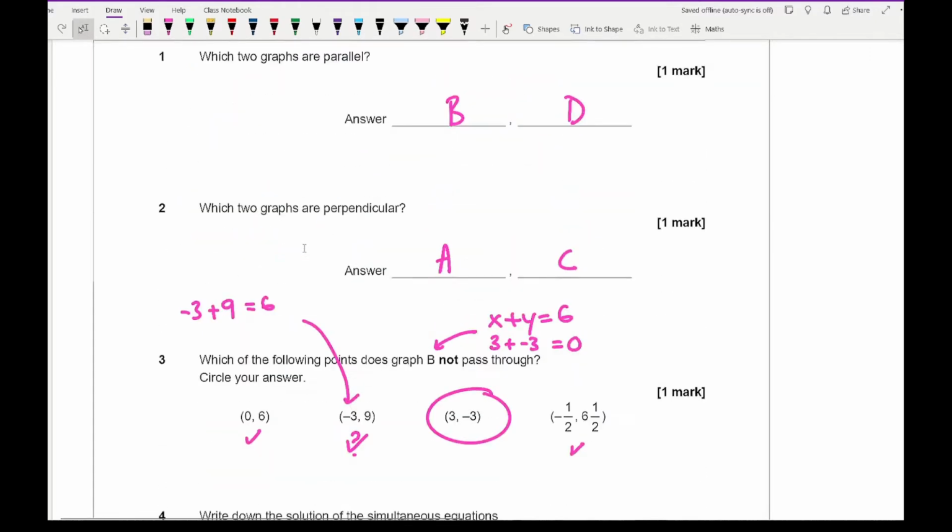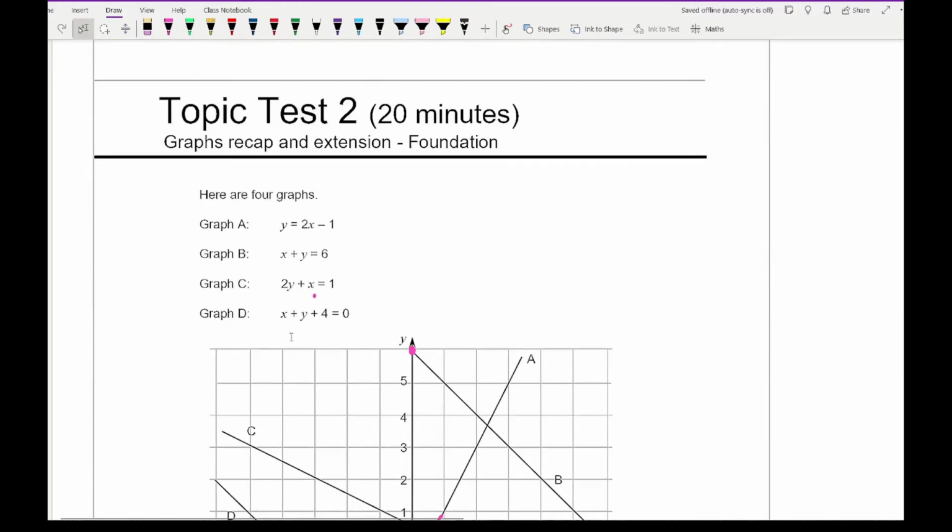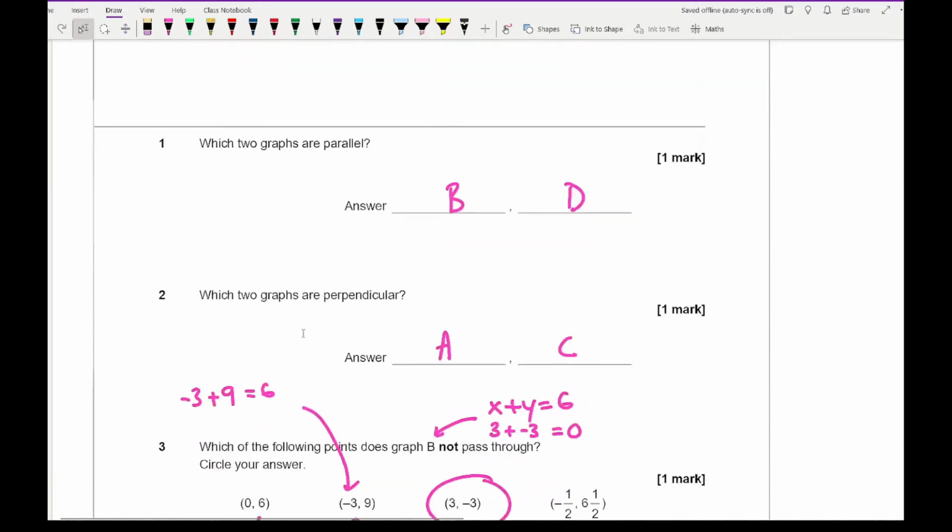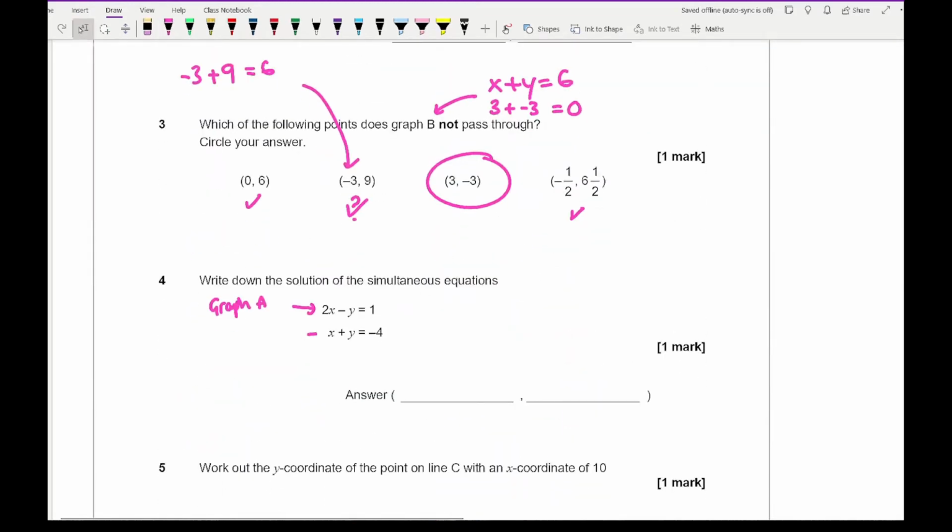And which one resembles the bottom one? I would say that's going to be graph D. And so this line here is graph D. So what you're looking for when you're solving simultaneous equations graphically is where the two lines intersect.